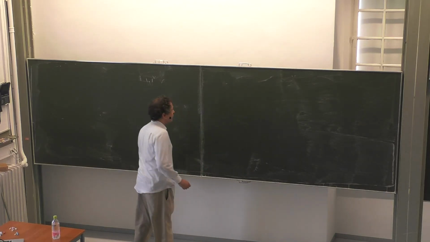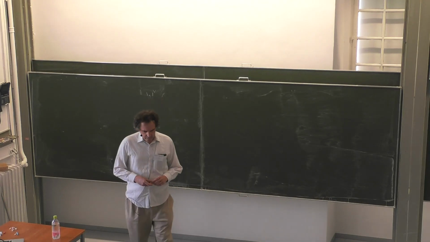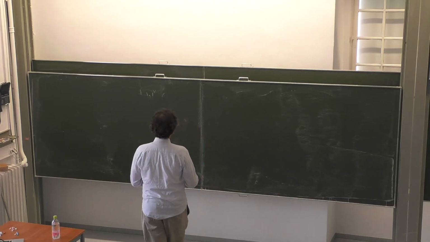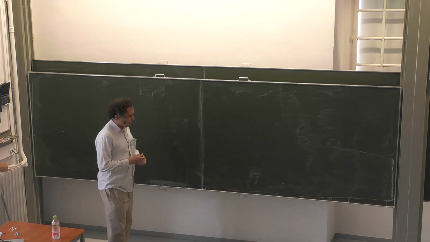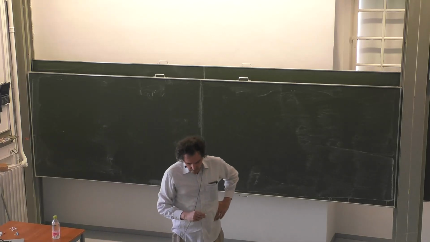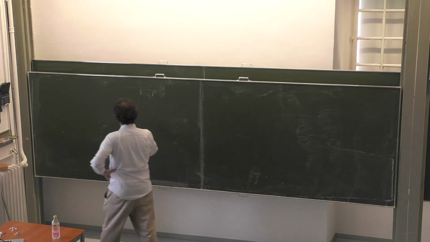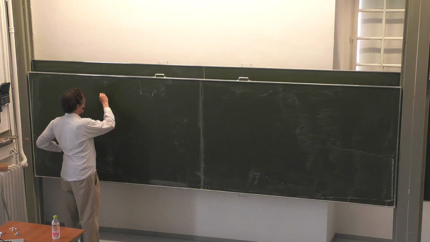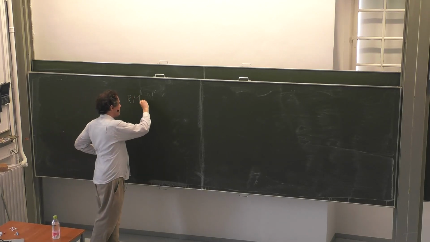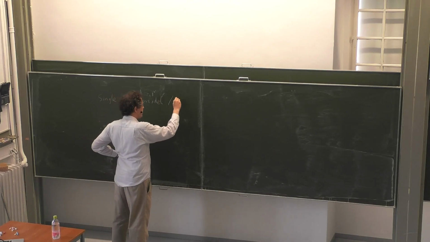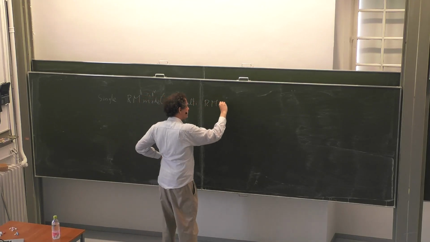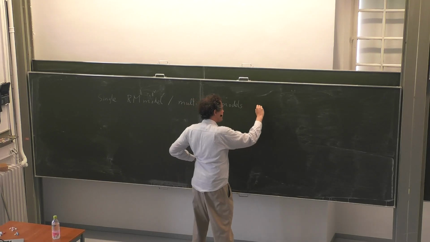So the title indeed has to do with random tensors. But today I will probably not speak too much about random tensors, and will start with some motivation. So what I would like to talk about during this first lecture is single random matrix models versus multi random matrix models and symmetries.